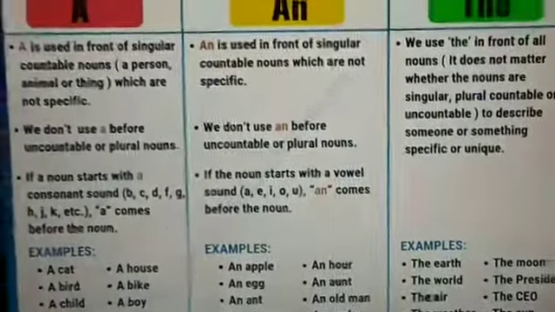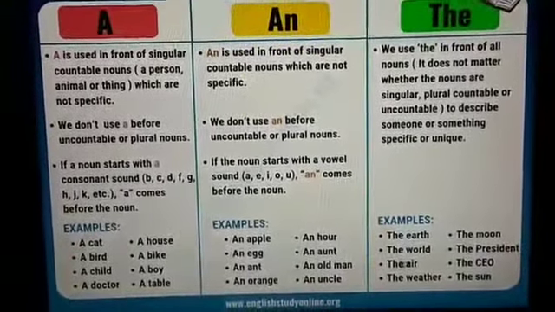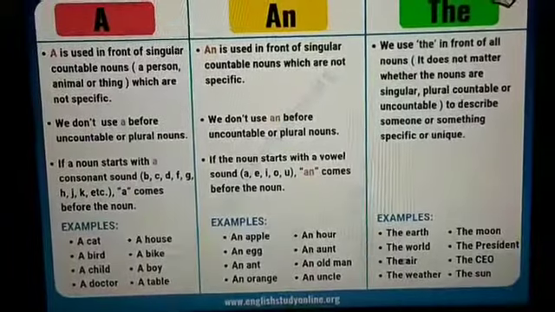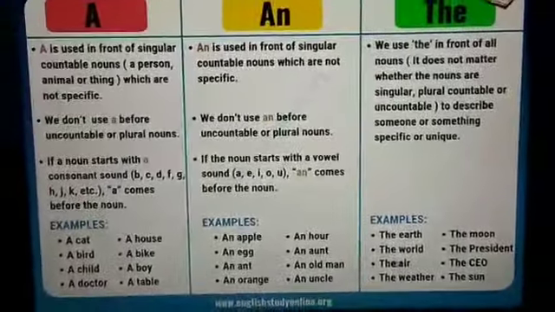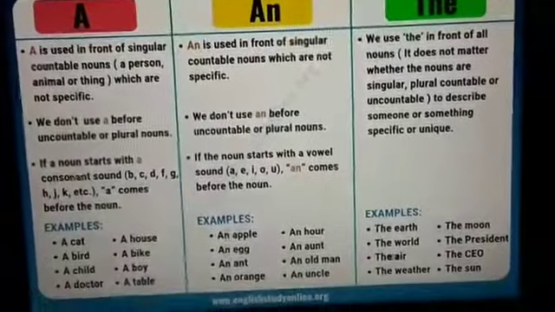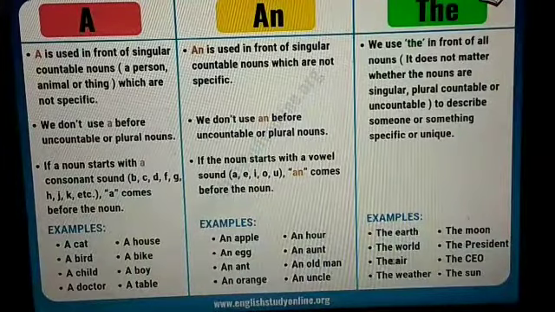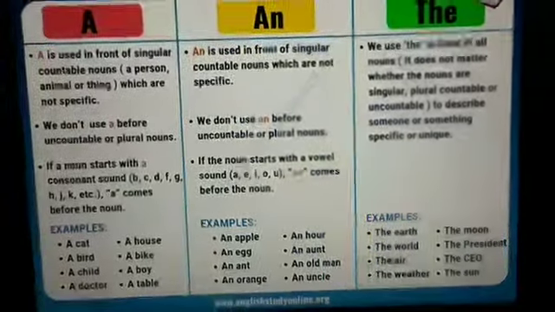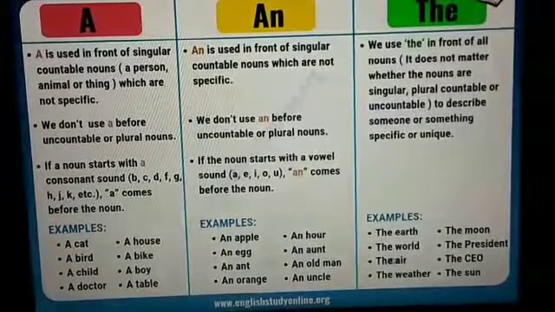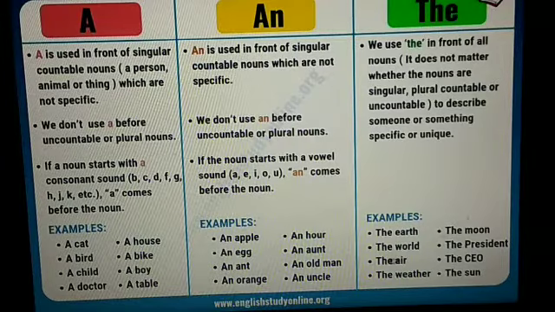See, using "a" and "an". "A" is used in front of singular countable nouns, a person, animal or thing which are not specific. We don't use "a" before uncountable or plural nouns. If a noun starts with a consonant sound, you know, B, C, D, F, G, H, J, K, etc., "a" comes before the noun. Example: a cat, a bird, a child, a doctor, a house, a bike, a boy, a table.